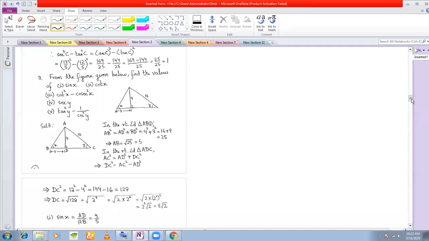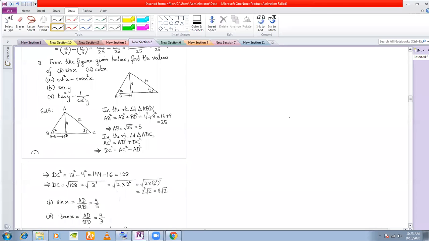Okay, let us move on to the next problem here, number 3. From the figure given below, find the value of sin x, cot x, cot square x minus cosec square x, sec square y, tan square y minus cos square y. So here, this is my triangle, and I have this as a perpendicular.